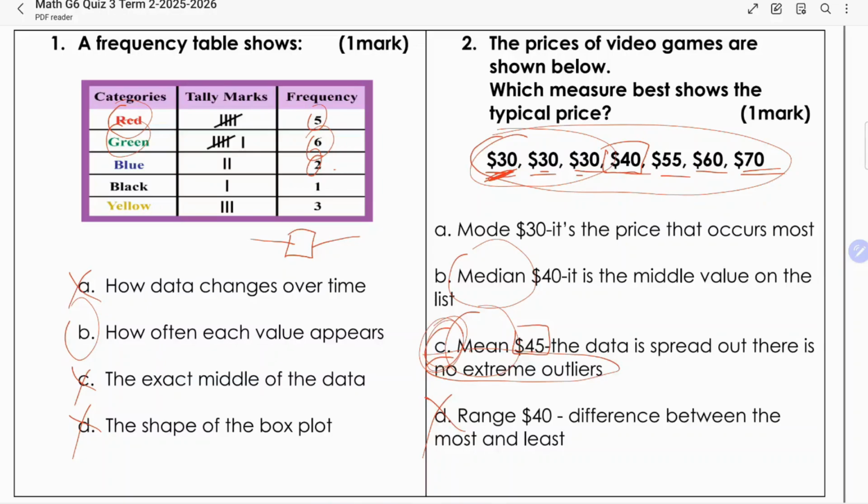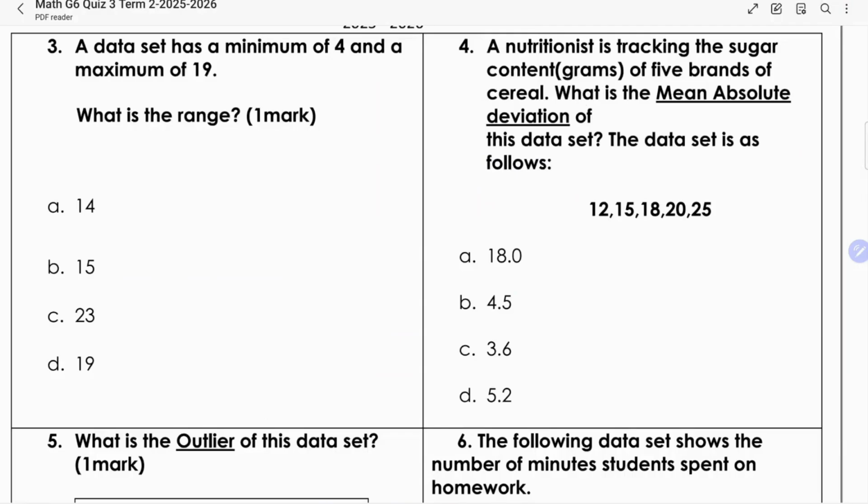And I know a few students in the exam asked me, Sir, what is an outlier? I can't tell you because it was an exam. So you just have to go and study and retake the test again. Okay, so let's move on to our other questions.